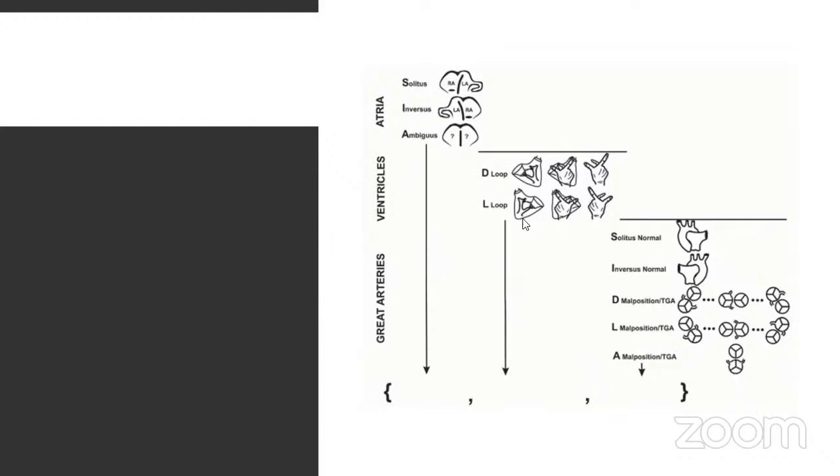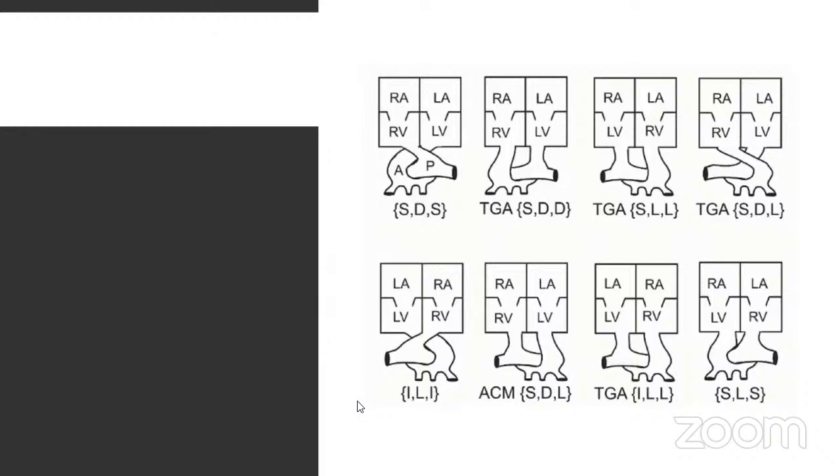Now, you can give a letter to each of these components depending on the arrangement that we already discussed, and you can have multiple arrangements. So, for example, in this normally arranged heart, we can look at the atria. This is situs solitus, because the right atrium is found on the right side. So this is S. When we look at the right ventricle versus the left ventricle, the right ventricle is found on the right side, so it should have the D topology or D-looping. So we give it D.